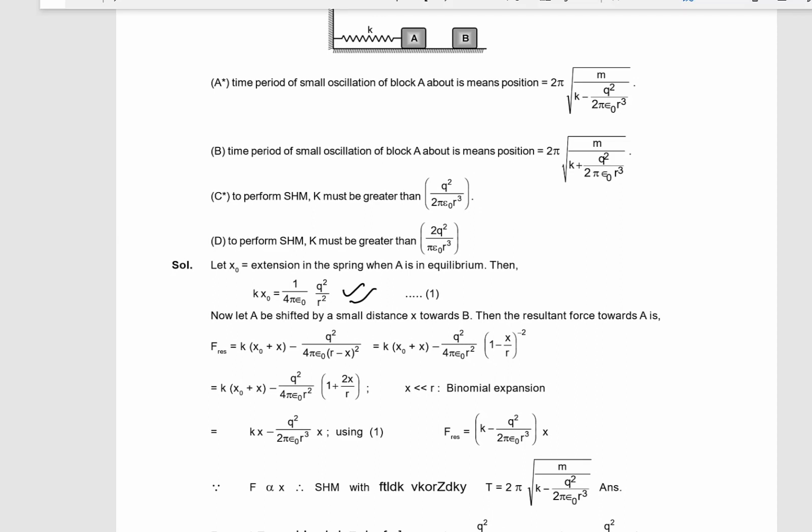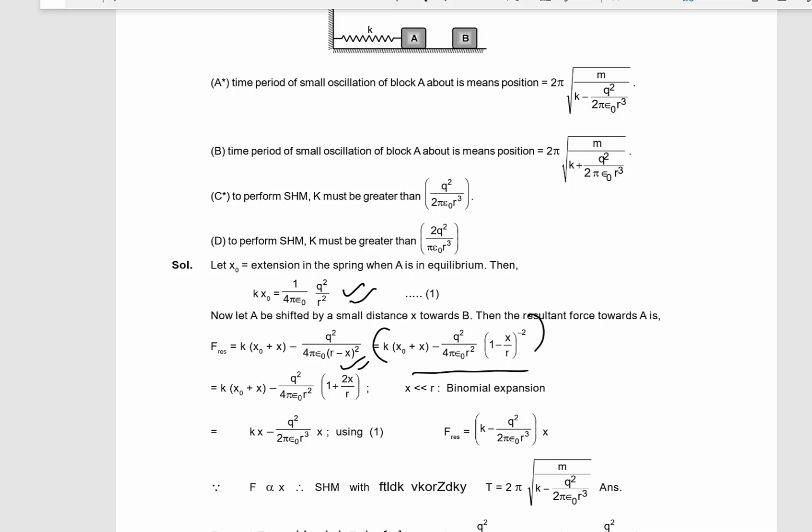Now when we further displace it from x naught, the net extension will become x naught minus x. What will happen to the electrostatic force? It will further increase. The attraction will further increase. It will become k q1 q2 by (r minus x) whole square. This is the net force on the body.